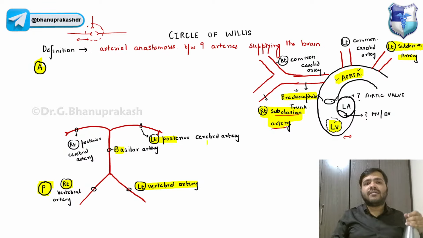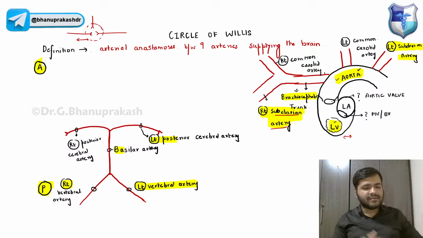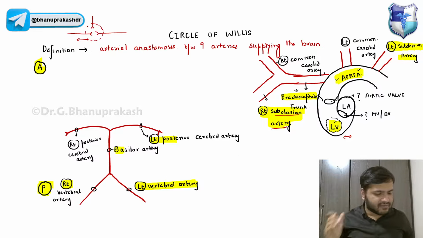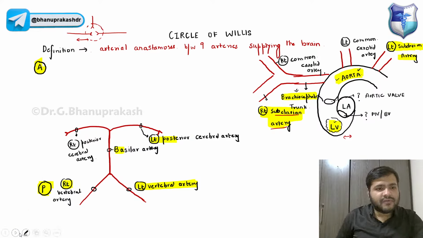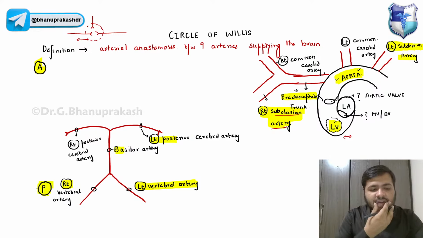Vertebral arteries are branches of the subclavian artery. Okay, vertebral arteries are branches of the subclavian artery. Very good. Now, guys, let us just see over here.